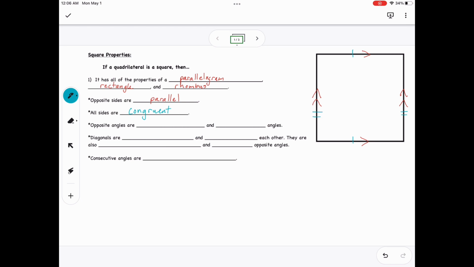Please note that all the sides are the same, so they should all have the same number of lines. That's my mistake. Opposite angles are congruent and right angles, so all 90 degrees. Diagonals are congruent and bisect each other.